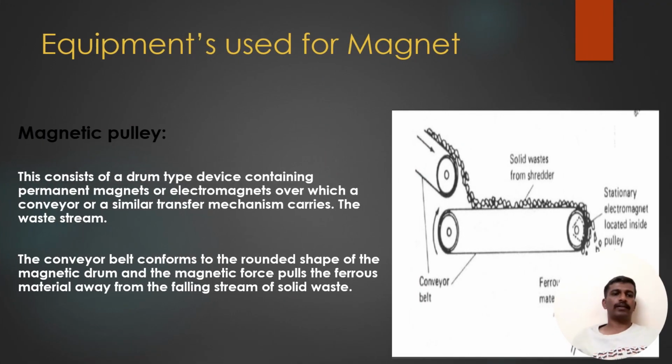Another equipment used is the magnetic pulley. This consists of a drum-type device containing permanent magnets or electromagnets, over which a conveyor or a similar transfer mechanism carries the waste stream. The conveyor belt conforms to the round shape of the magnetic drum, and the magnetic force pulls the ferrous material away from the falling stream of solid waste.